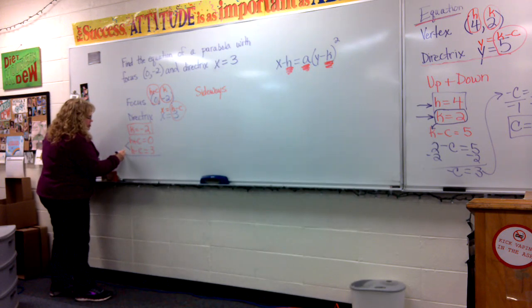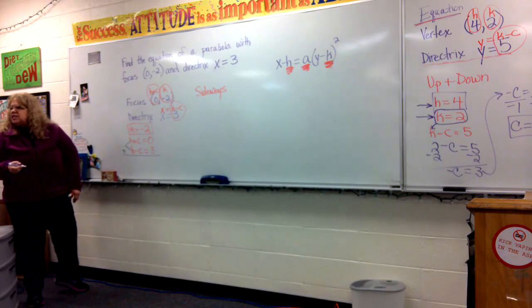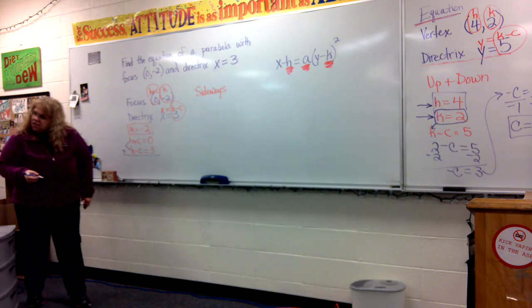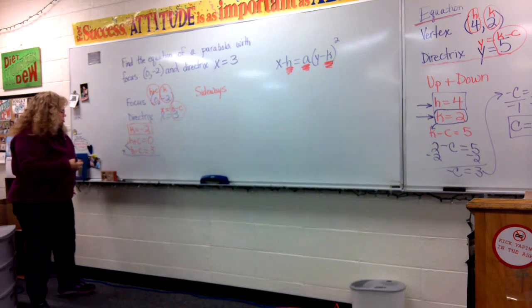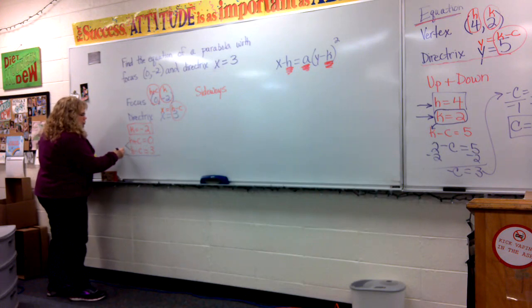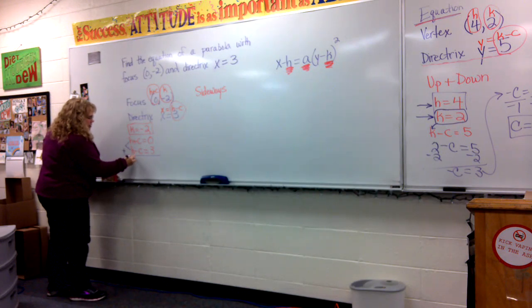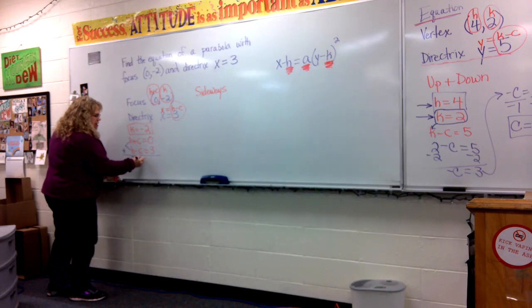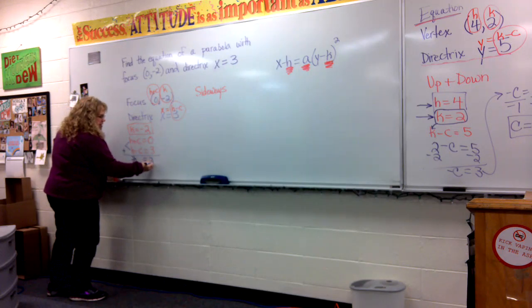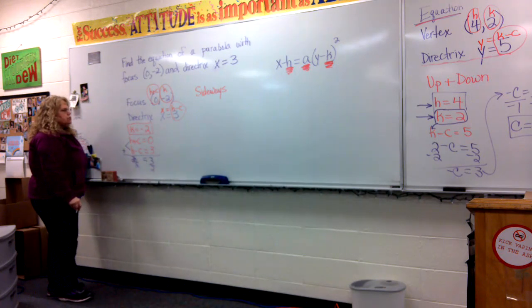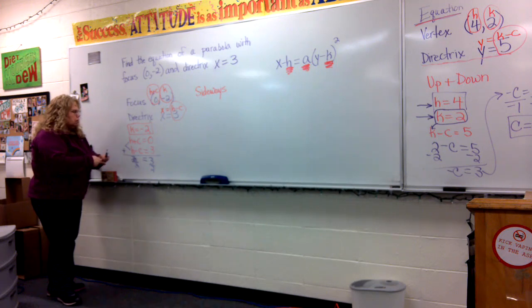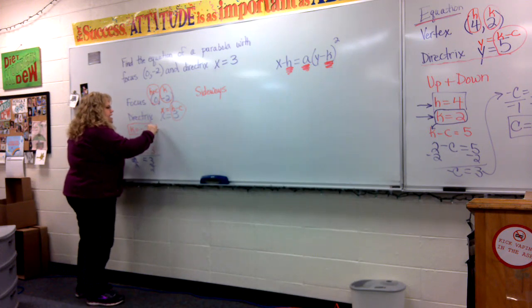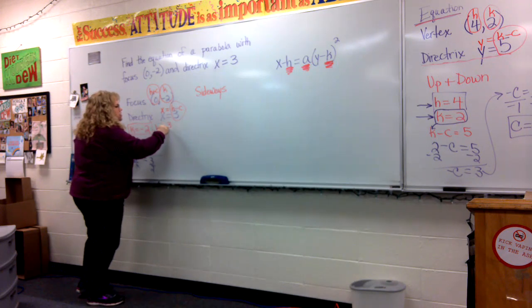Darius says, use the addition method, right? Just add up those two equations. h plus h, c and negative c drop out, 0 plus 3. h equals 3 halves. So I've got k, I've got h equals 3 halves.